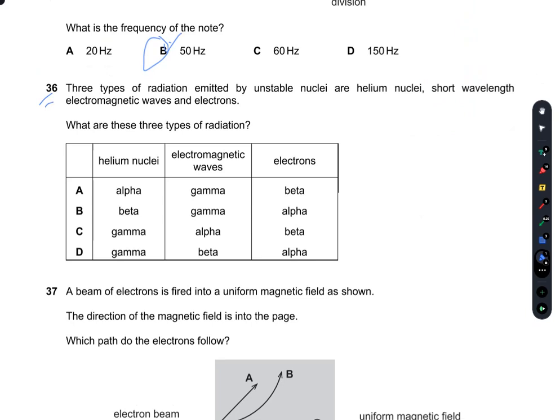Question number 36. Three types of radiation emitted by unstable nuclei are helium nuclei, short wavelength electromagnetic waves, and electrons. So what are these three types of radiation? For the helium, you know that they are the alpha particles. For the electromagnetic waves, they are uncharged, so they are definitely gamma rays, and the electrons are the beta rays. So that means A is the right option.